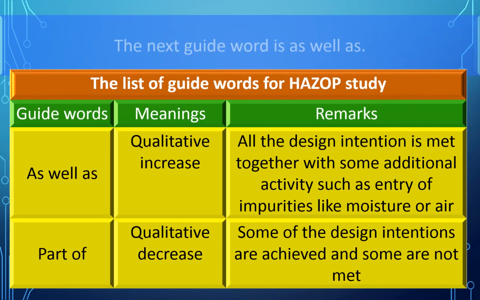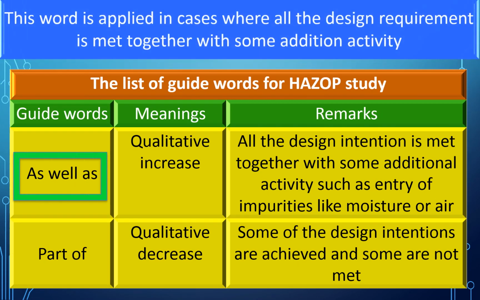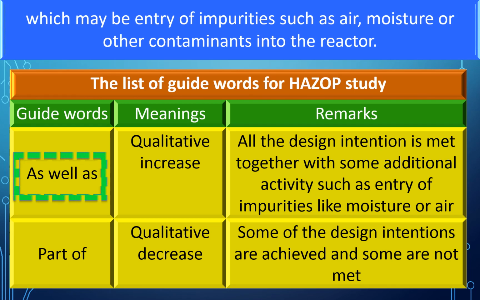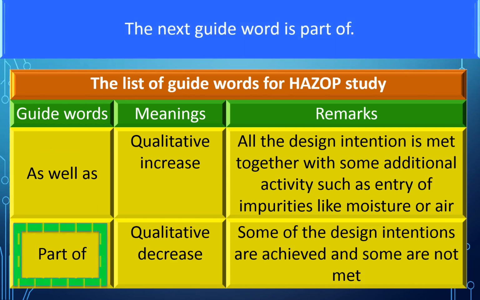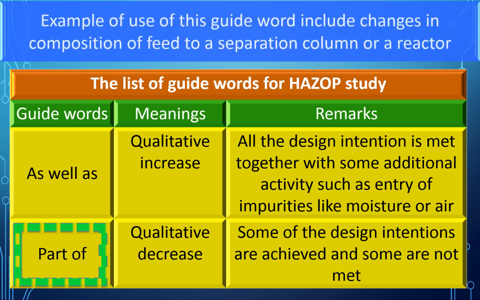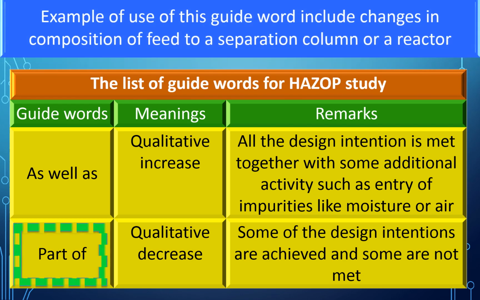The next guide word is as well as. This word is applied in cases where all the design requirement is met together with some additional activity, which may be entry of impurities such as air, moisture, or other contaminants into the reactor. The next guide word is part of. This word is used to analyze cases where only part of the design intent is achieved and some are not met. Examples of use of this guide word include changes in composition of feed to a separation column or a reactor.